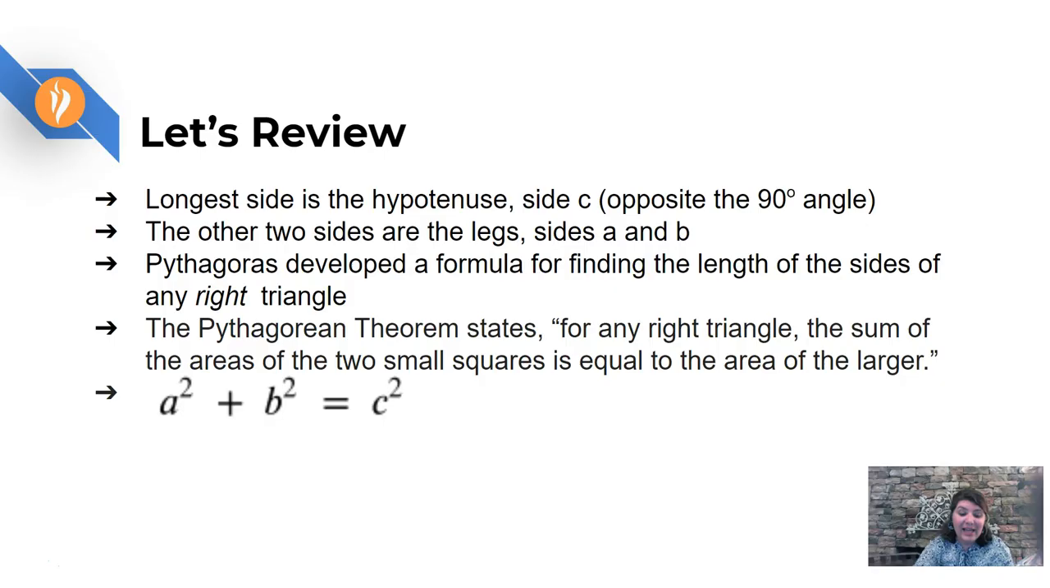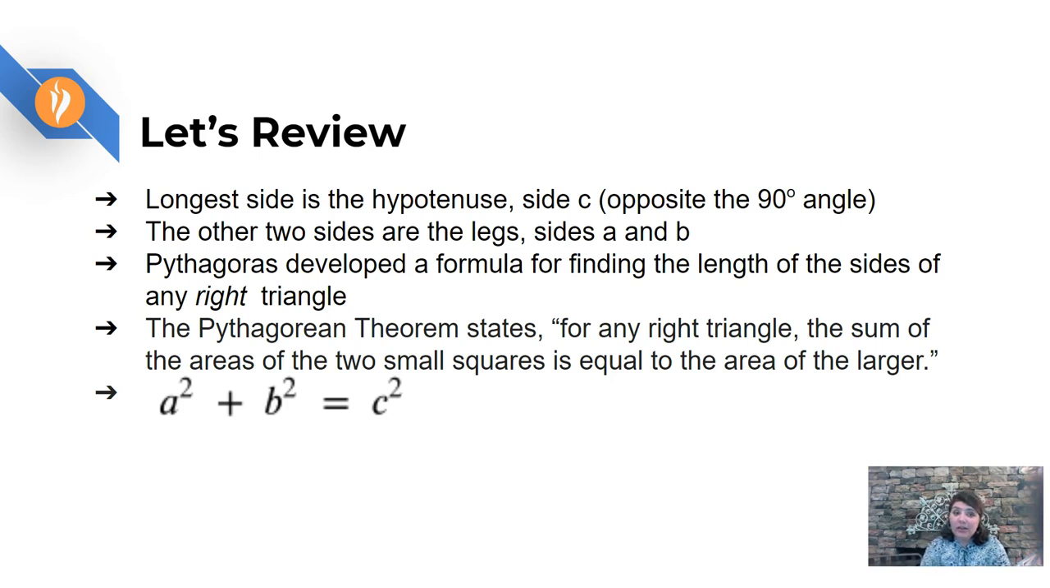All right, so let's review. Wow, that was a lot of information. How did you do? I hope you did well. Know that you can go back and review at any point. Let's review what you should have gathered from this lesson. So we've talked about how the longest side is the hypotenuse, or side C, and it's always opposite the 90-degree angle. The other two sides of the right angle are the legs, sides A and B, and they're interchangeable, right?